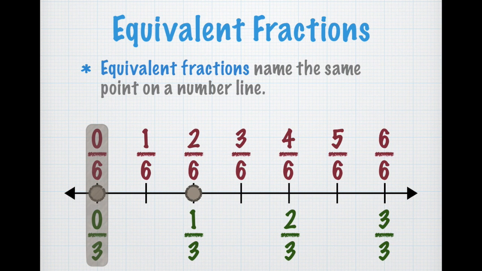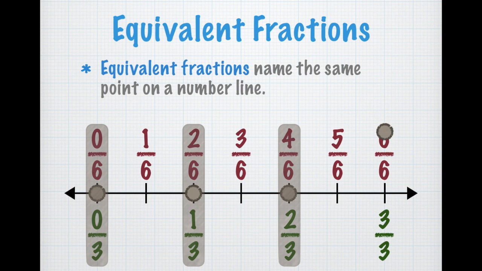2/6 and 1/3 are at the same point. 4/6 and 2/3 are at the same point. And 6/6 and 3/3 are at the same point. So these would all be equivalent fractions. They name the same point on a number line.